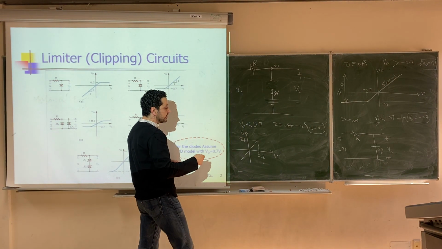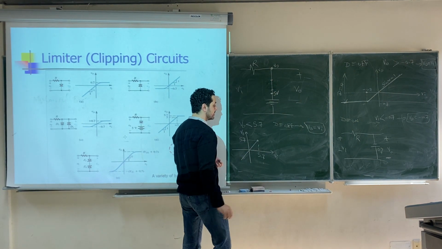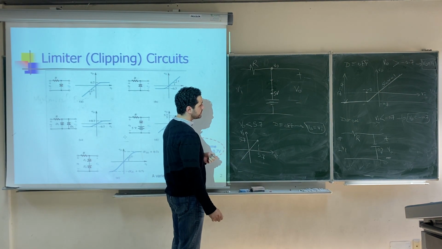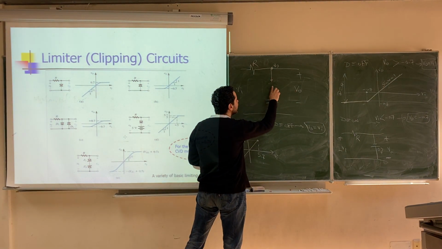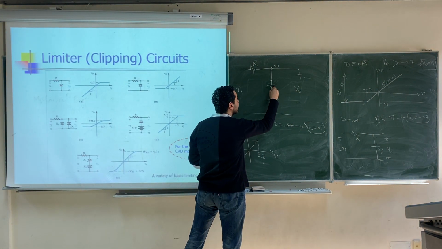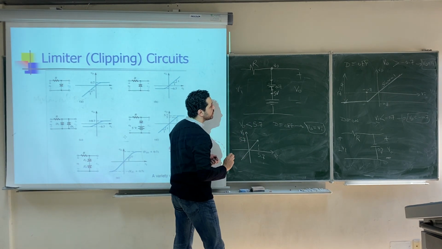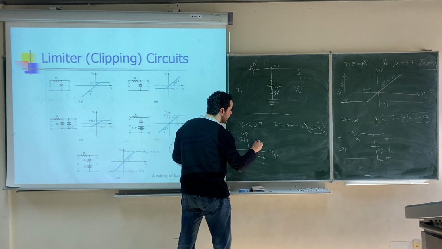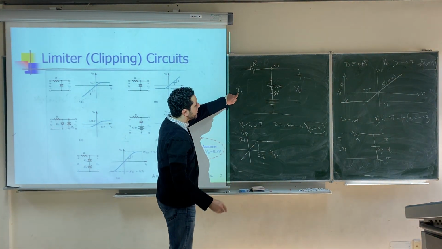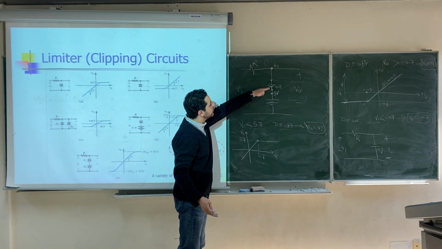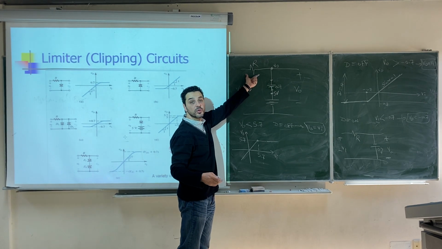Once V output reaches 5.7, the diode will be on, short circuit. And if the diode is on, V output will be fixed to, if the diode is on, it will operate as a battery of 0.7, right? We use the constant voltage drop model here. So when the diode is on, it will operate as a battery of 0.7. So V output in this case will be fixed at 5.7. Whatever the value of V input, even if the value of V input increases, V output will be clipped at 5.7. What about the difference between V input and the V output? The difference will go to the resistor here.